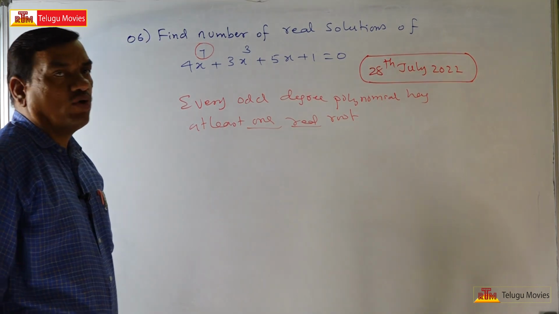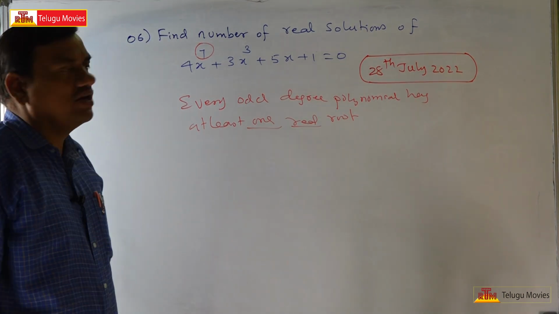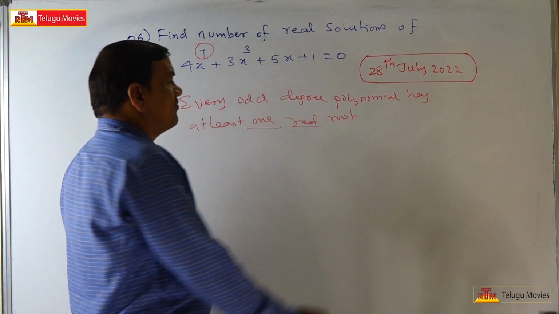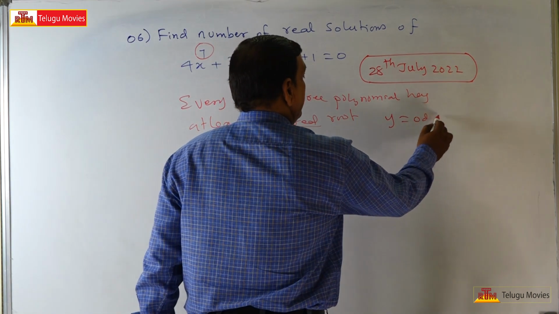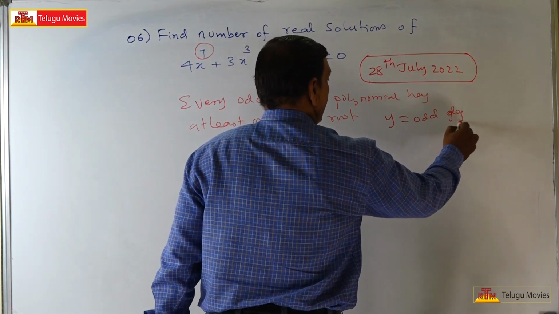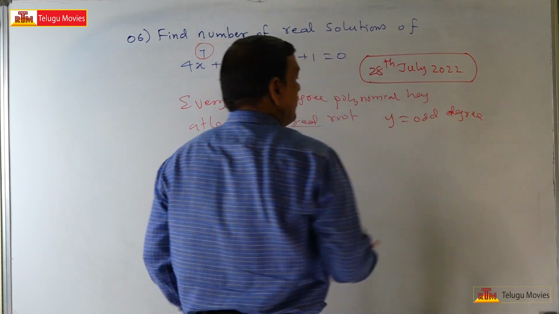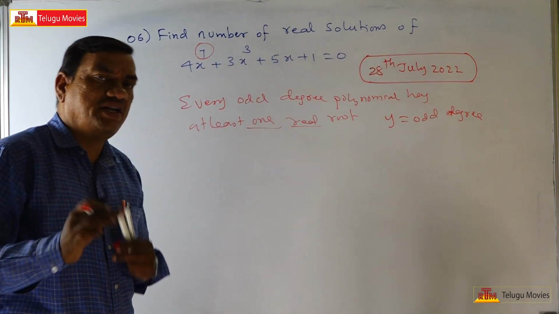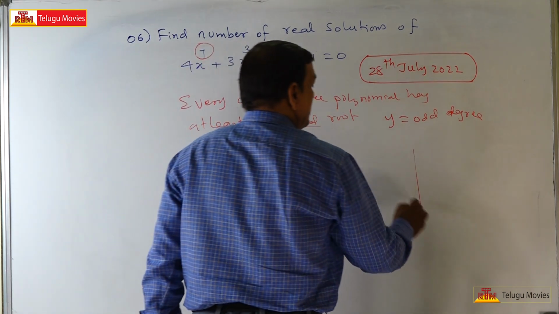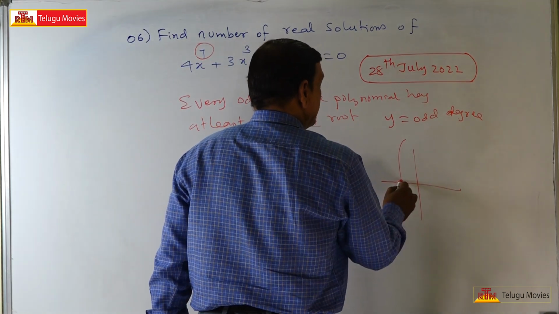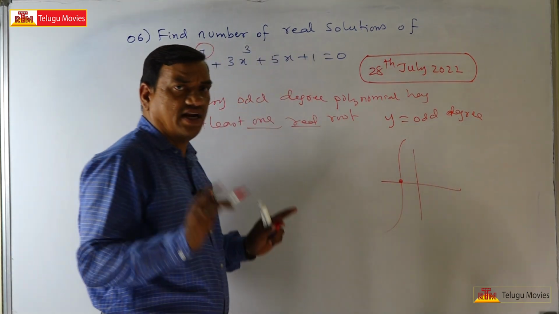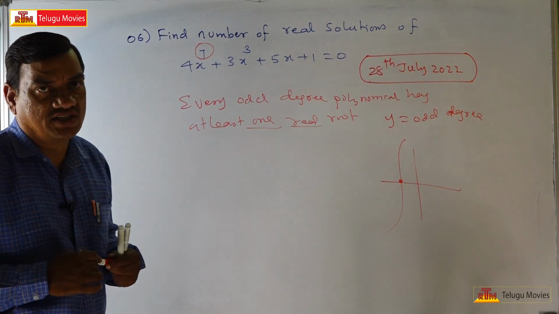Every odd degree polynomial has at least one real root. That means if you draw the graph of y equal to any odd degree polynomial, definitely it will intersect the x-axis somewhere. At least one time it will intersect.